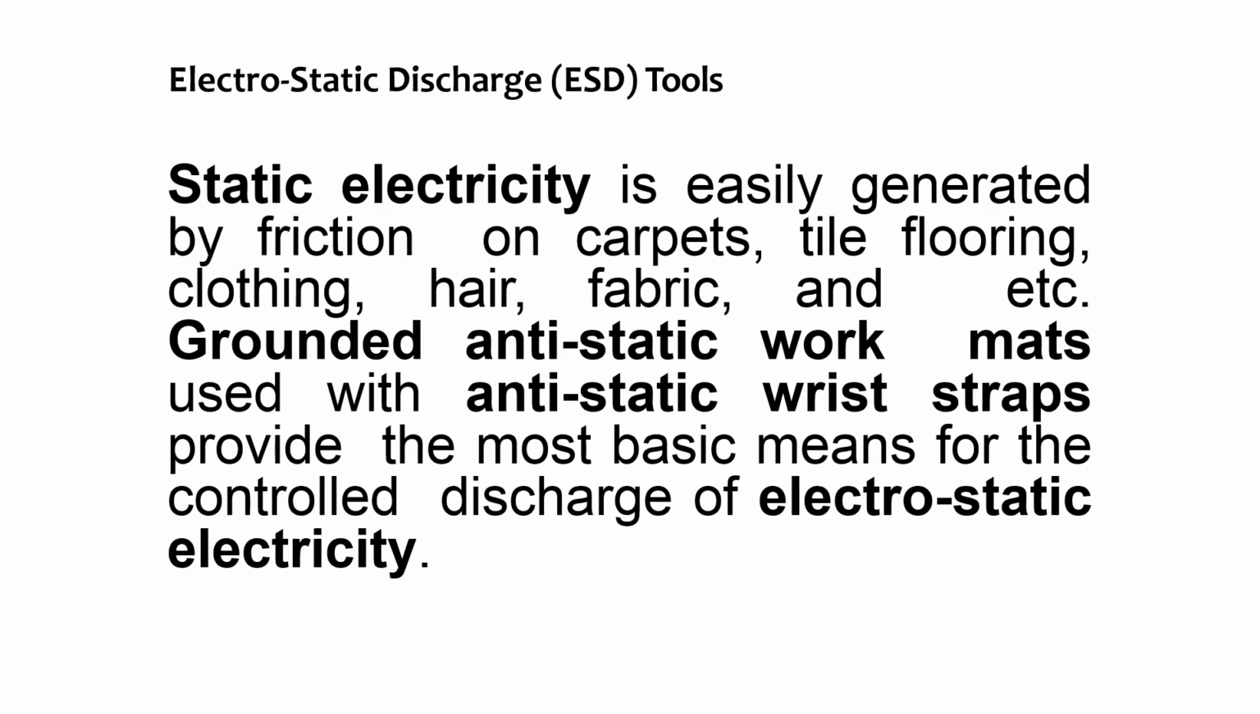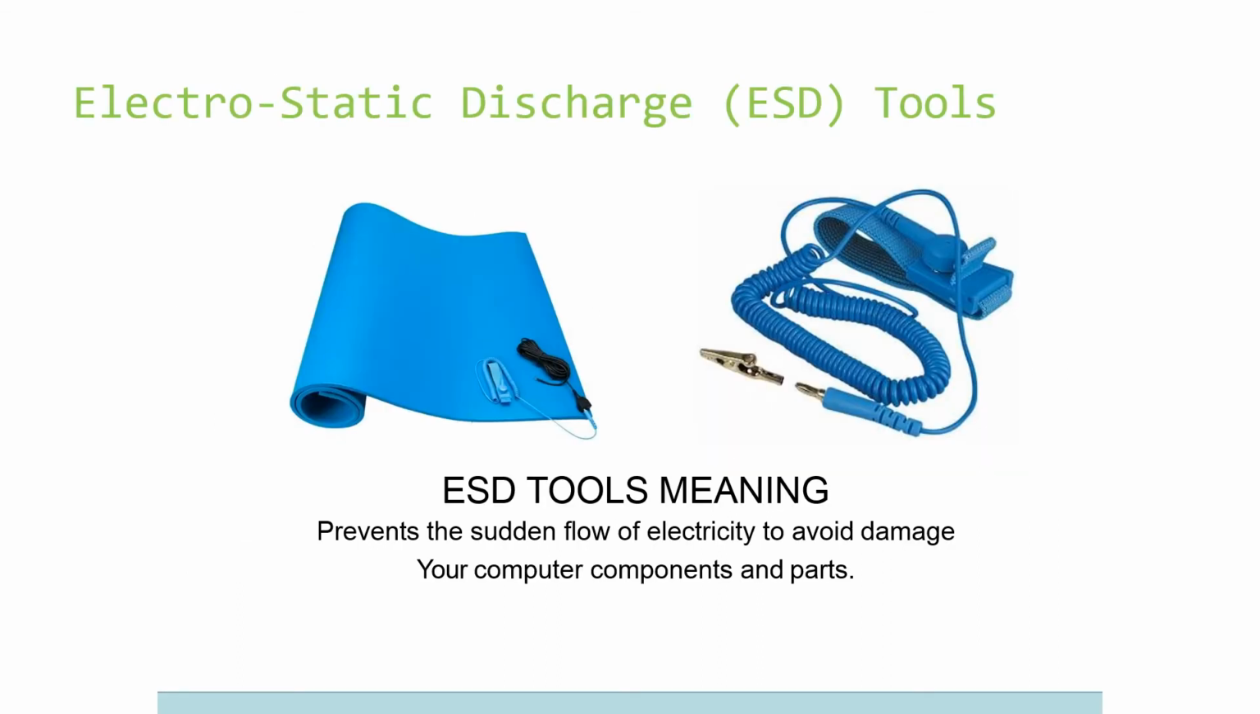Static electricity is easily generated by friction on carpets, tile flooring, clothing, hair, fabric, etc. The friction of moving air alone will charge suspended particles and cause the buildup of static electrical charges on people and objects in the environment. Grounded anti-static work mats used with anti-static wrist straps provide the most basic means for the controlled discharge of electrostatic electricity. ESD tools prevent the sudden flow of electricity to avoid damaging your computer components and parts.